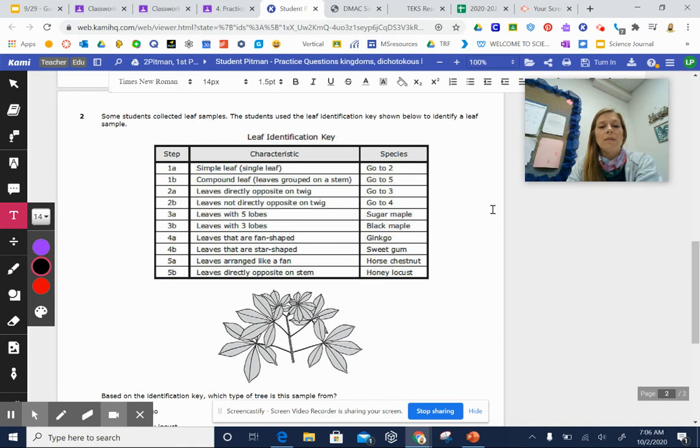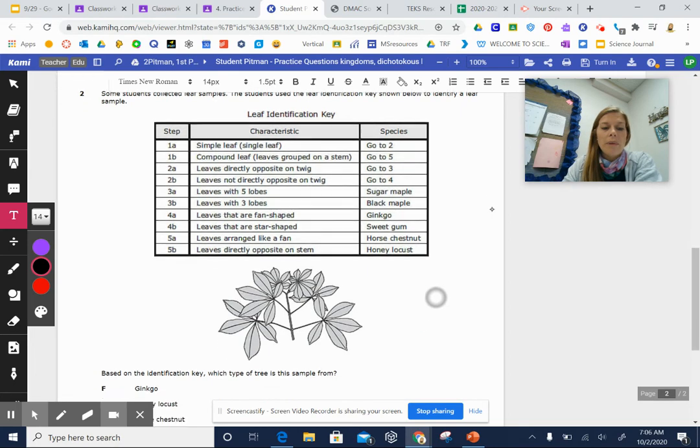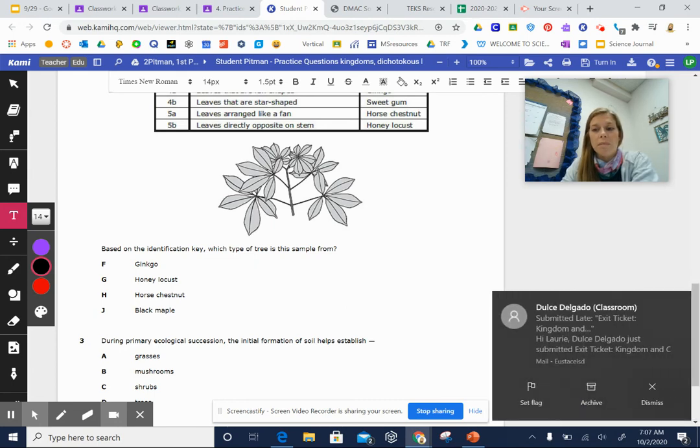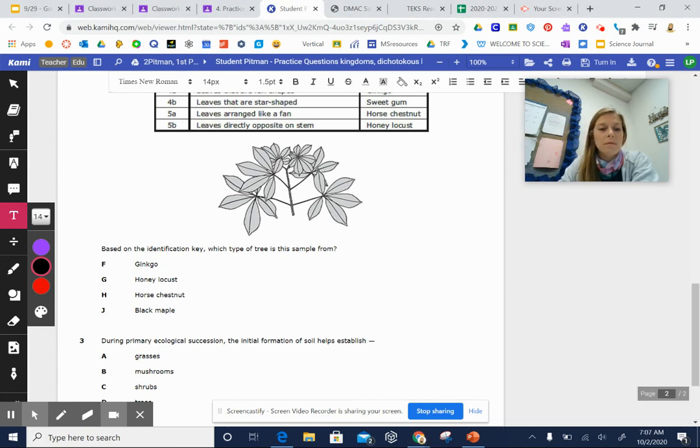4A, leaves that are fan-shaped. 4B, leaves that are star-shaped. 5A, leaves arranged like a fan. 5B, leaves directly opposite on stem. Based on the identification key, which type of tree is this sample from? Pause the video now and answer question 2.